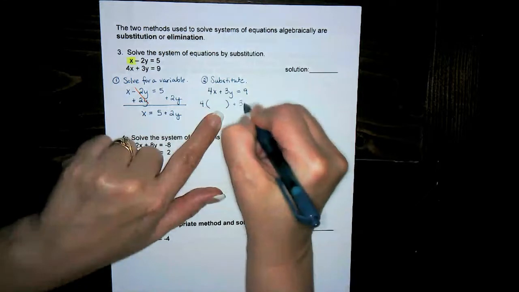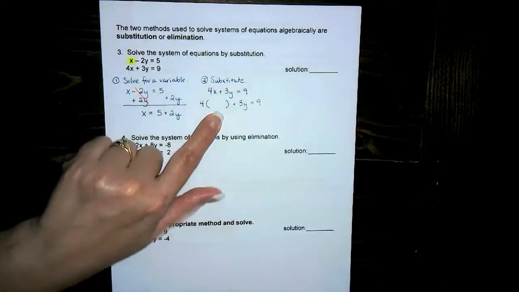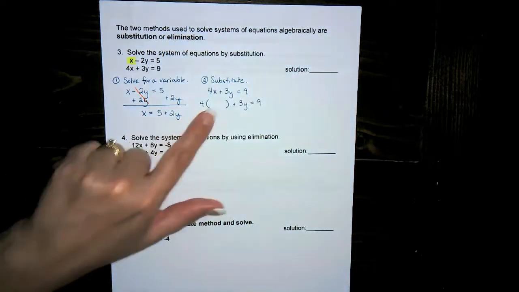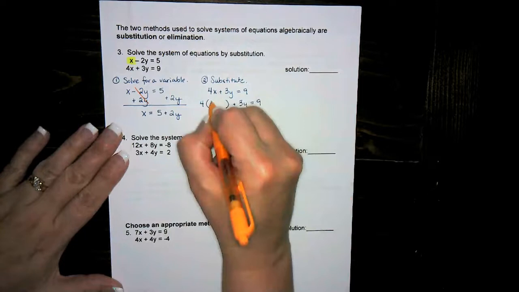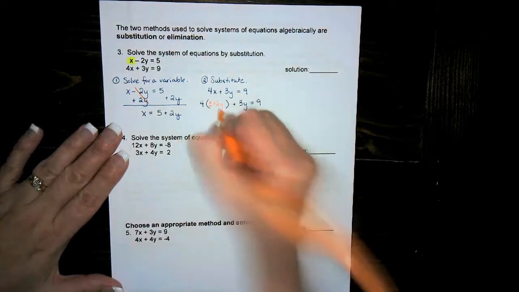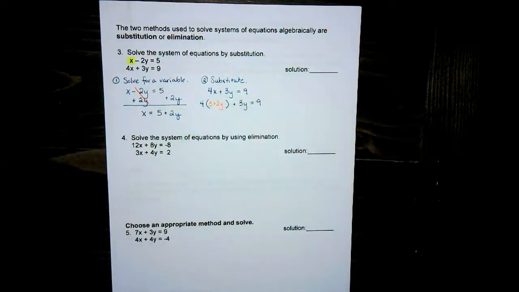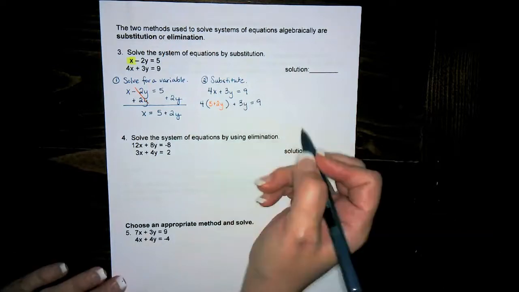Now, don't forget the rest of the problem here. There we go. I'm going to put this 5 plus 2y in that parentheses, and I'm going to do it in another color so that for my notes' sake, we'll remember where it came from. Okay. And now we solve.